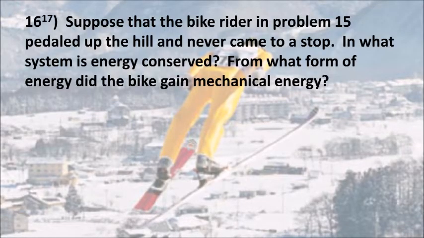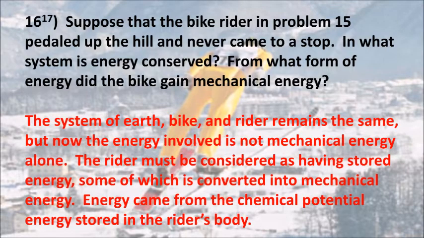Question 16 says, suppose that a bike rider, the one in problem 15, pedaled up the hill and never came to a stop. In what system is energy conserved, and from what form of energy did the bike gain the mechanical energy? Well, if we consider the system, the earth, the bike, and the rider, the energy has to remain the same. However, the energy is not all mechanical energy at the end. The rider had to be considered to have some sort of stored energy, such as chemical energy like food and energy in his muscles, that was converted into the mechanical energy.